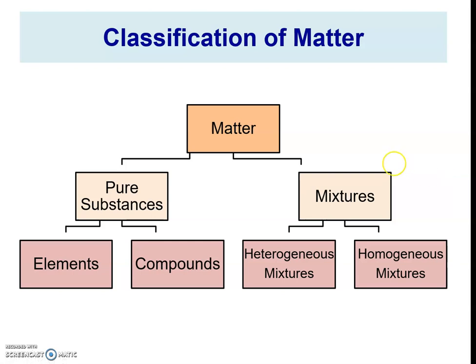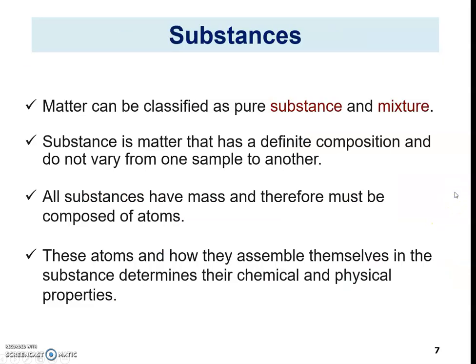Now the classification of matter. First, pure substance, which are elements and compounds, and also mixtures, which are heterogeneous and homogeneous mixture. Let's look into substance. Since matter can be classified as pure substance and mixture, substance is a matter that has a definite composition and does not vary from one sample to another.